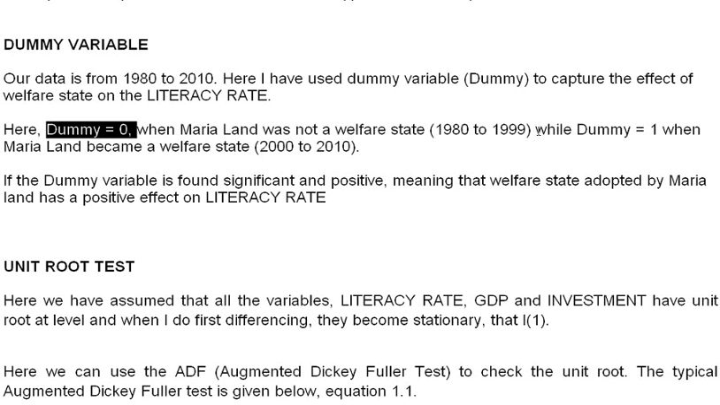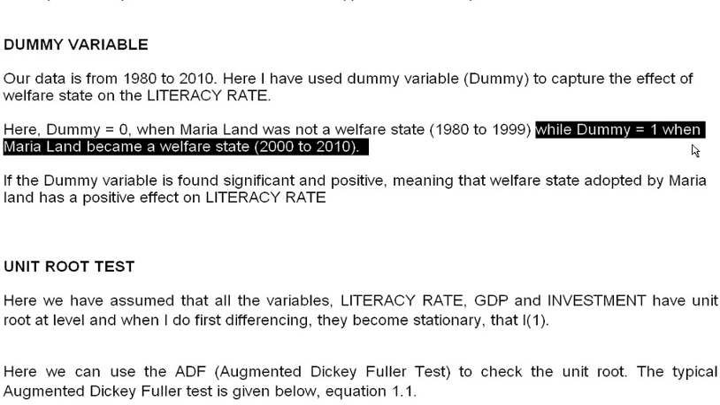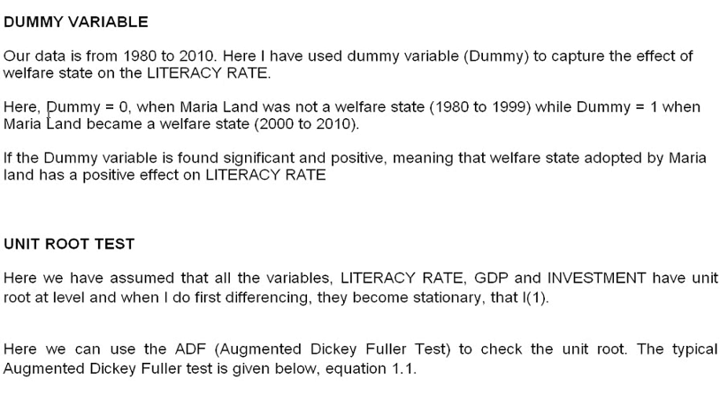While the dummy variable will be 1 when Maria Land became a welfare state, and that is from the year 2000 to 2010. So meaning that the dummy will be 0 from 1980 until 1999, and the dummy will be 1 from 2000 until 2010.